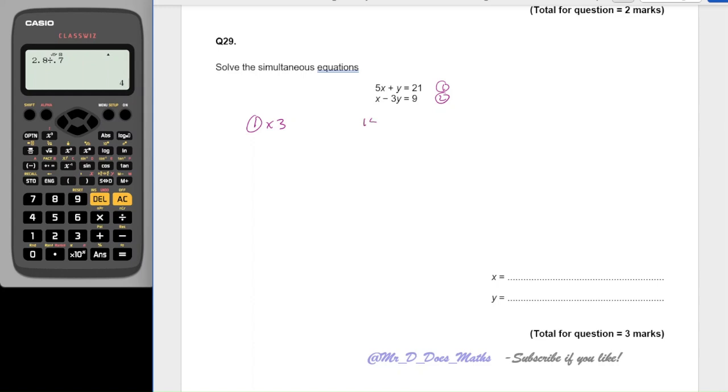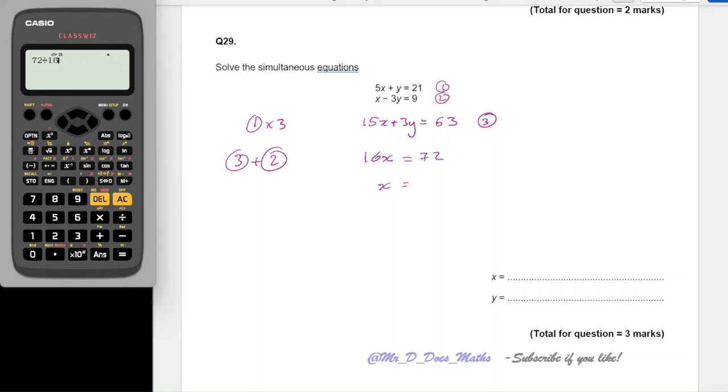That would give me 15x plus 3y is equal to 63. And I'll call that equation 3. I'm then going to say equation 3 plus equation 2 is going to be equal to 15x plus x is 16x, minus 3y plus 3y is 0, and then 9 plus 63 is going to be 72. So x is going to be equal to 72 divided by 16. So 4.5.